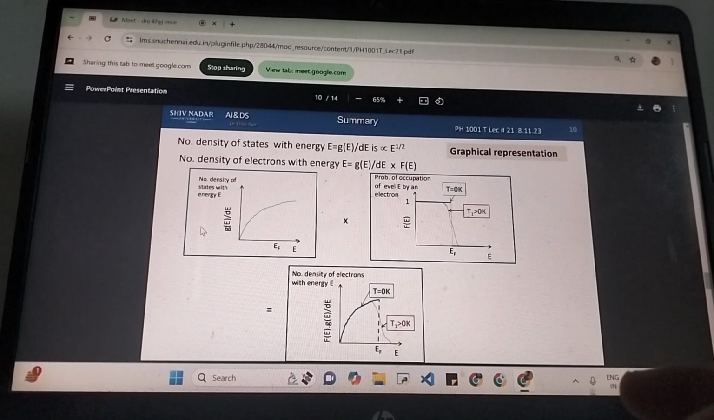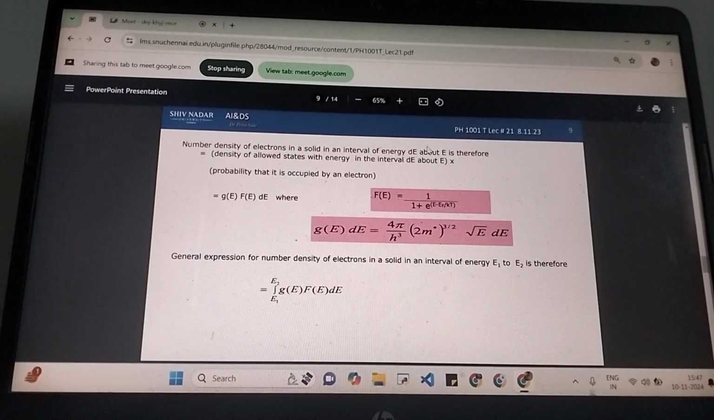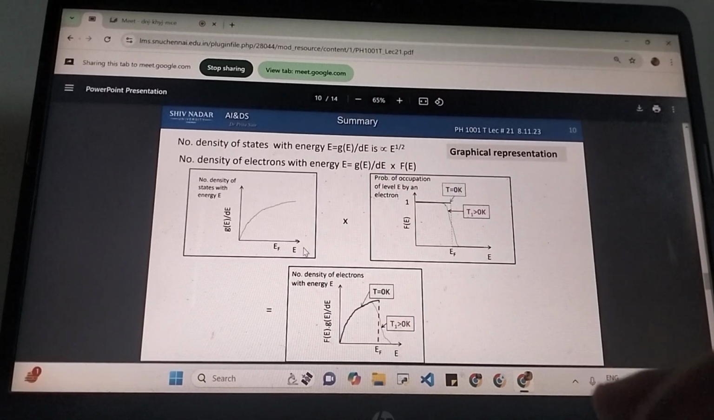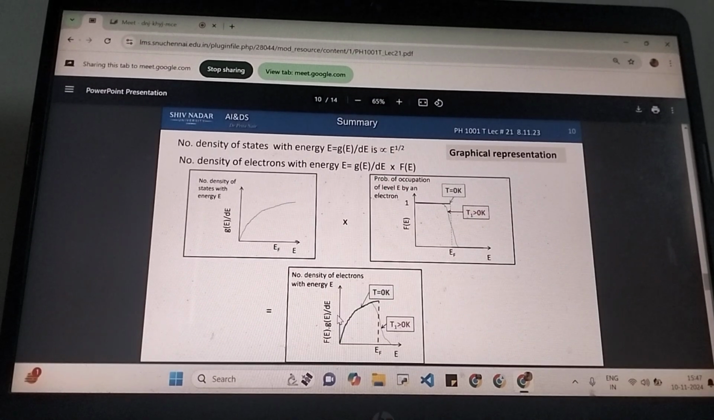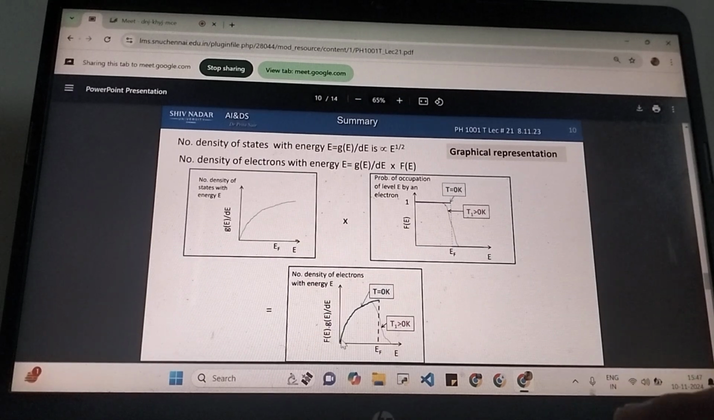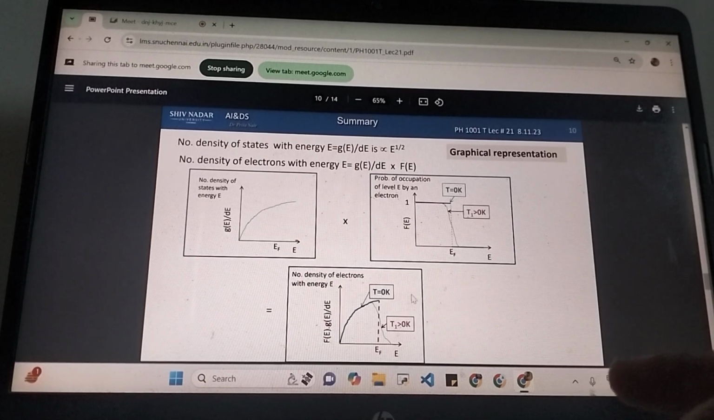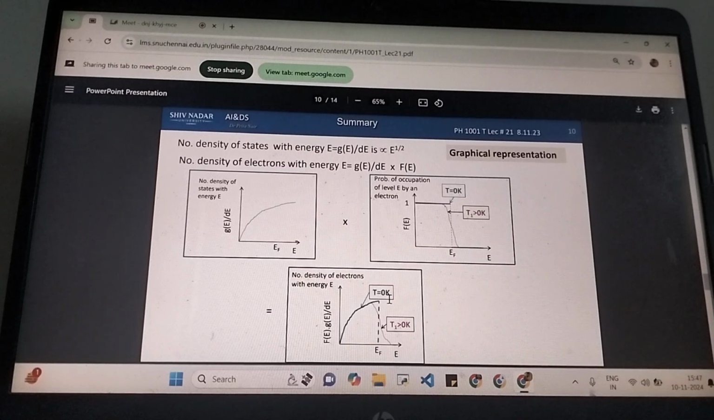For the g of E function, it will be g of E versus E. The relationship is that g of E is directly proportional to E raised to 1 by 2. So you have this kind of a graph. And your number density is g of E times f of E. So the graph will be the product of these two graphs, and this is what it looks like. So with that we come to the end of quantum mechanics.